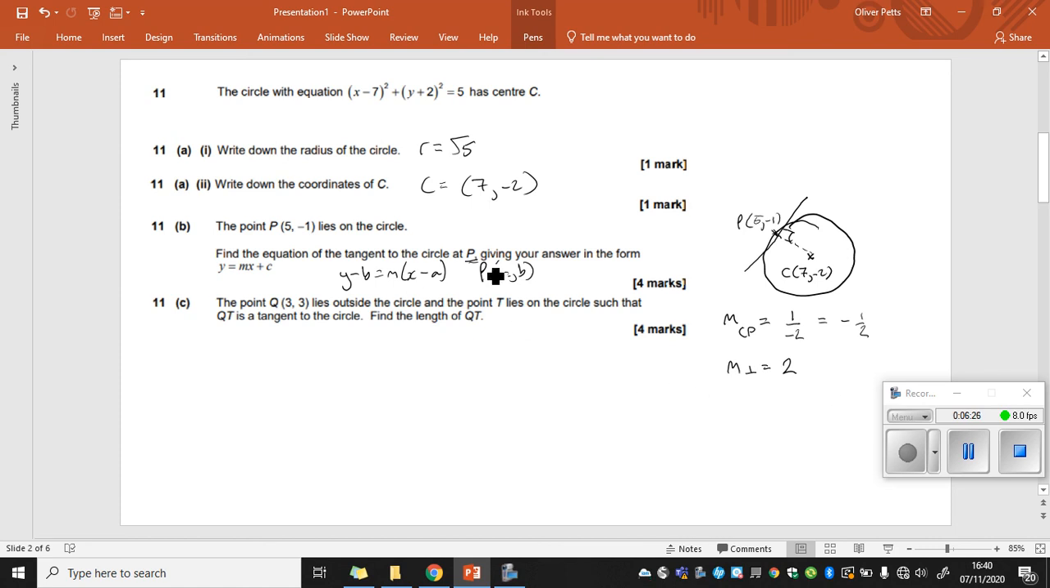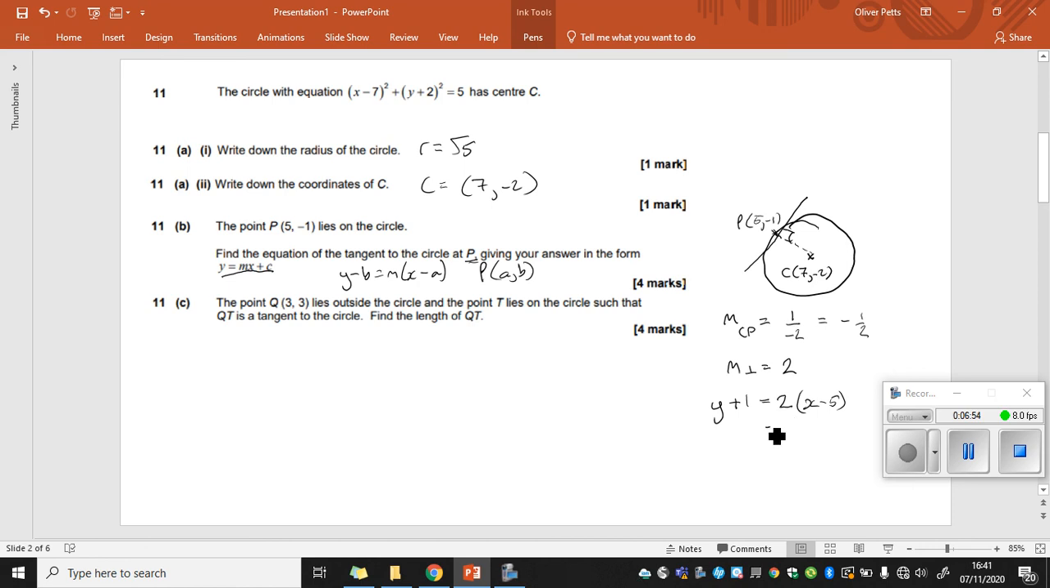So my equation of the line, therefore, will be y minus b. Now remember, b is going to be the y value of point P, which is -1. So take away -1 will be +1, is equal to the gradient m, which for us is 2, and then x minus a is going to be x minus 5. Now I need it in the correct form. I can't leave it in that form. I have to write it in the form of y equals mx plus c.